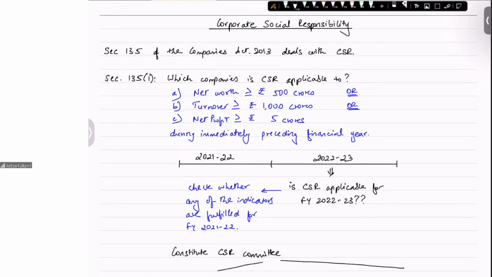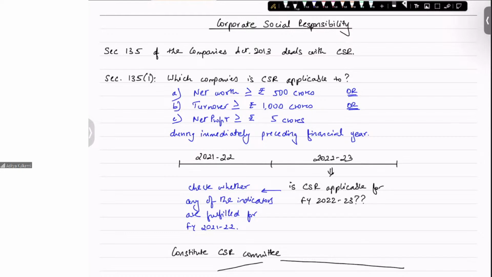It is applicable to companies whose net worth is greater than or equal to 500 crores, or turnover is greater than or equal to 1000 crores, or net profit greater than or equal to 5 crores during the immediately preceding financial year. So when the provisions were initially introduced, the applicability was based on the preceding 3 years average net worth, average turnover, average net profit. That has been amended by the 2019 Act, and this is there in your study mat as well. So it is applicable to a company whose previous financial year met any of these criteria.